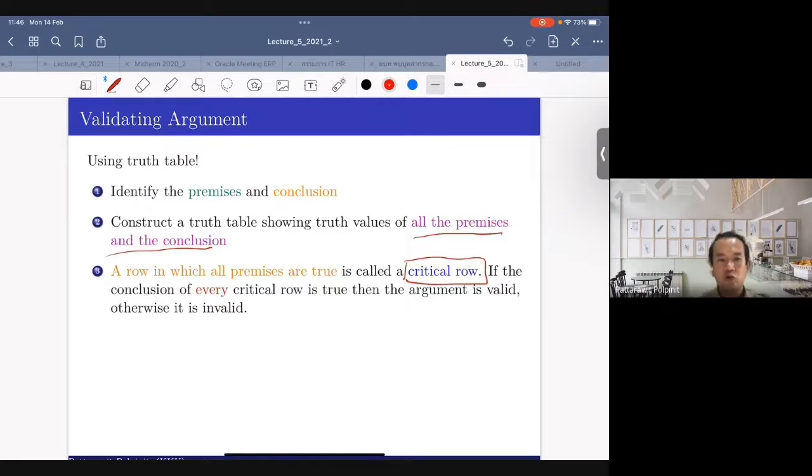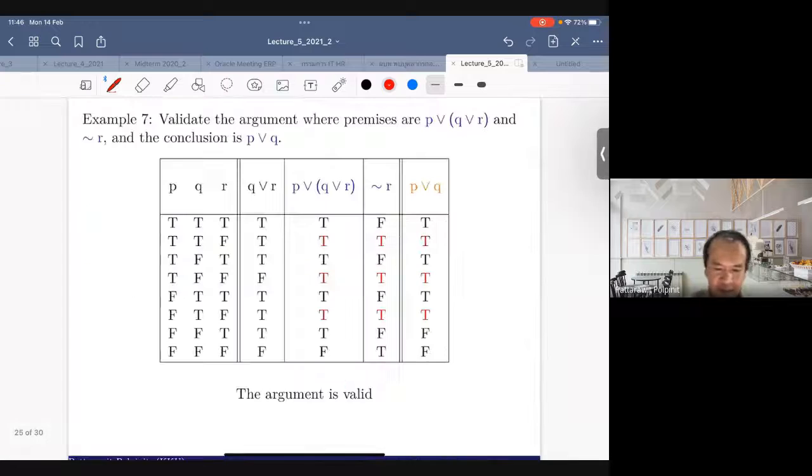A critical row is a row where all the premises have truth values of true, and then you check on all those critical rows whether the conclusion has the truth value of true. If there's at least one single row where the conclusion in the critical row is false, then the argument is invalid. But if the truth values of the conclusion in all the critical rows are all true, then the argument is valid. Okay, so let's see an example.